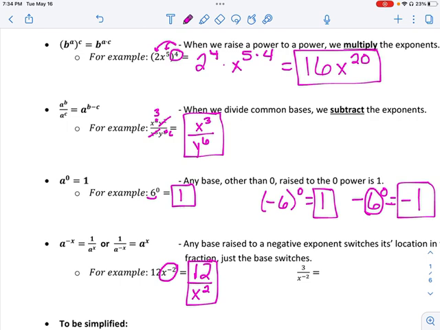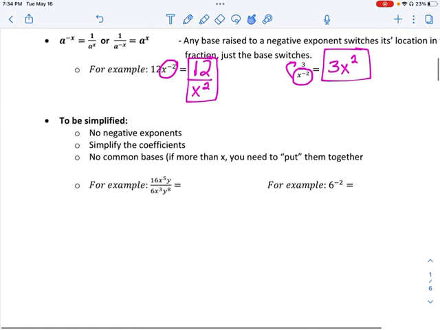Okay, over here, my base of my exponent is x to the negative 2. It's in the denominator, so that is going to move it to the numerator. The 3 is going to stay right where it's at because it is not part of a base. So that one would simplify to 3x squared.